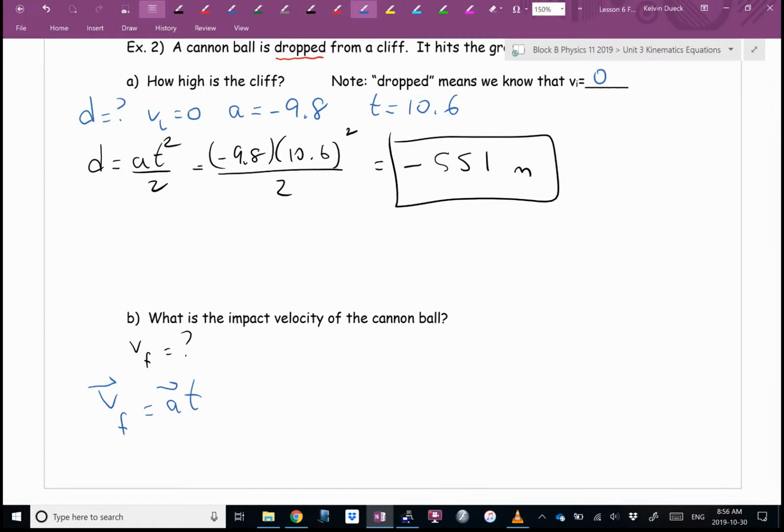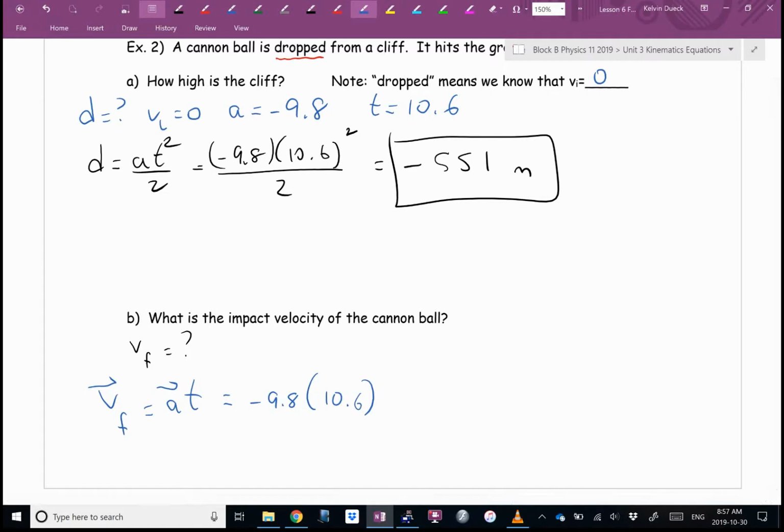Be obvious. When we hit the ground, what direction are we traveling? Down. Am I expecting a positive velocity final or a negative VF? I should get a negative VF, and I think I do. It's going to be negative 9.8 times 10.6. Now, suppose I gave this to you as a test question.